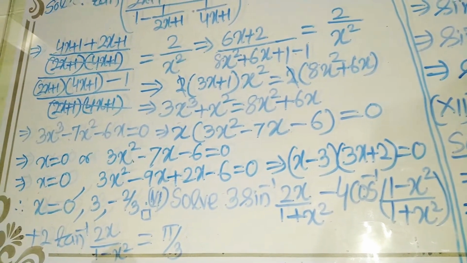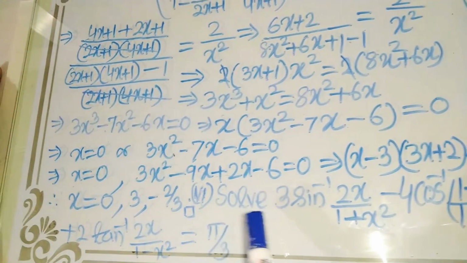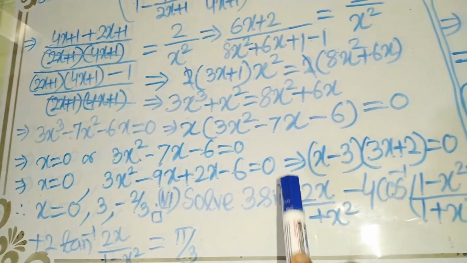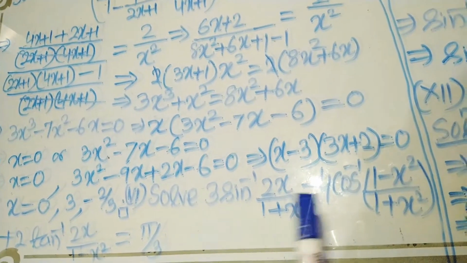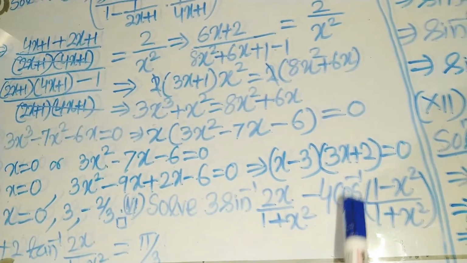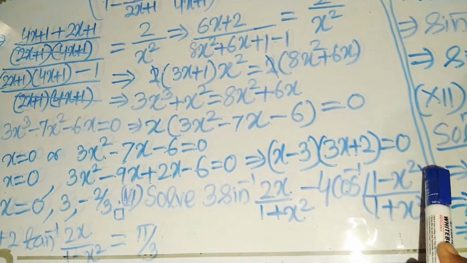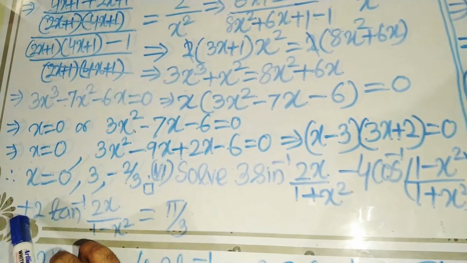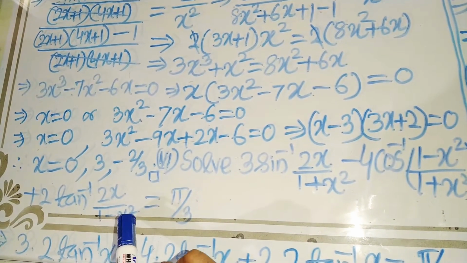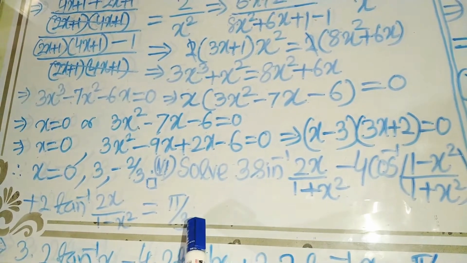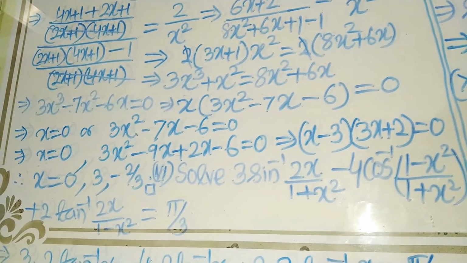Then 6th bit. Solve 3 sin inverse 2x by 1 plus x square minus 4 into cos inverse 1 minus x square by 1 plus x square plus 2 into tan inverse 2x by 1 minus x square is equal to pi by 3. We will solve it, we will find the value.